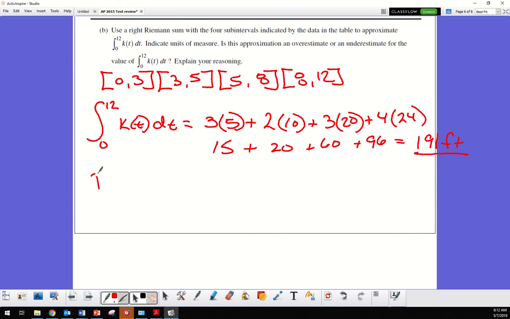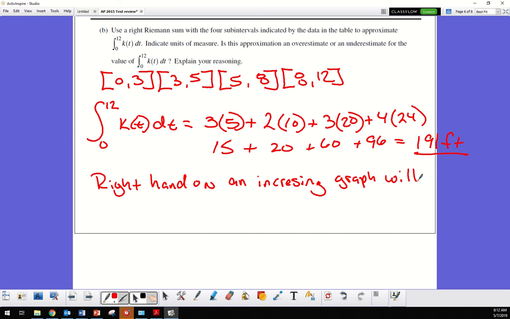So right hand on an increasing graph will always be overestimating.